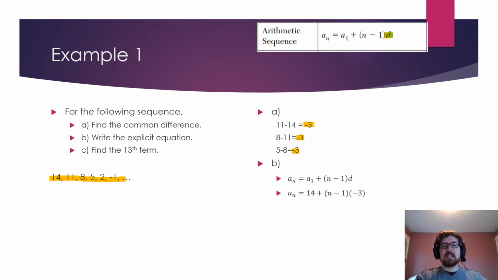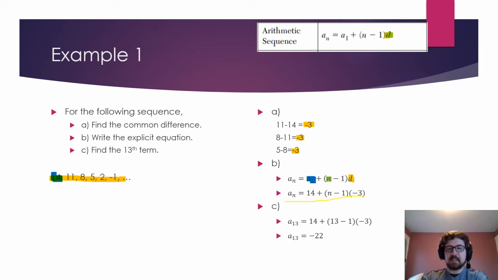For B, we're going to write the explicit equation. So for this part, we're using the formula given to us. We have d, and then a1 is just always the first term. That's the 14 that's over here. And then a_n, well, that's what we want to find. And then n, well, that's just part of the explicit. So plug everything in. This right here is our final explicit equation. You don't need to do anything more with it. You wouldn't be wrong if you distributed, but you don't have to.